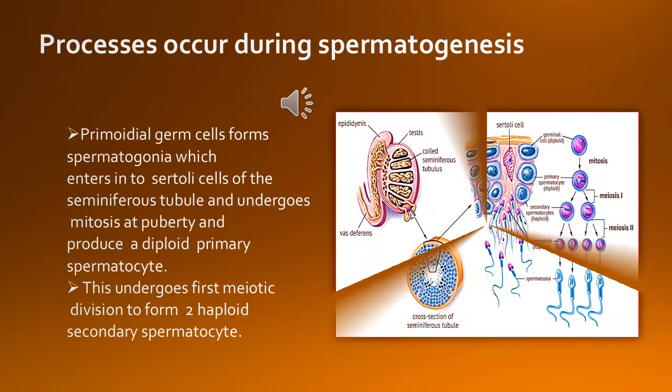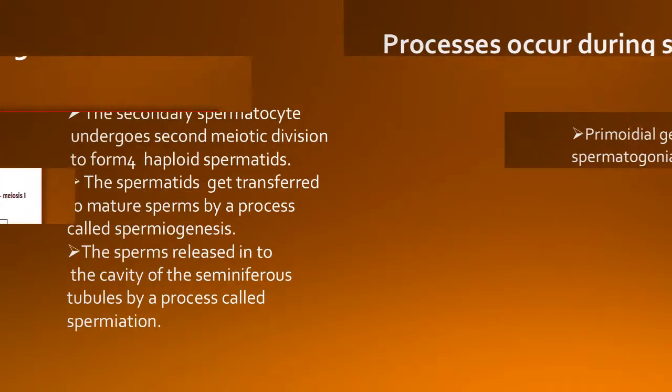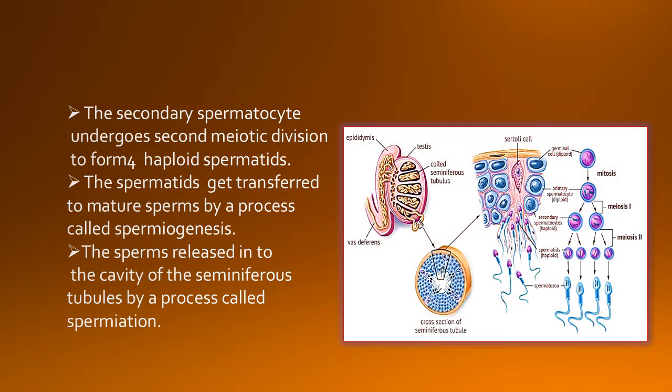During spermatogenesis, the primordial germ cell, that is, the cell that develops into sperms, called spermatogonia or sperm mother cell, which is diploid, now enters into the Sertoli cells of the seminiferous tubules and divides by mitosis to form a primary spermatocyte. Then, this primary spermatocyte undergoes first meiotic division and forms two haploid secondary spermatocytes. Again, the secondary spermatocyte undergoes second meiotic division to form four haploid spermatids.